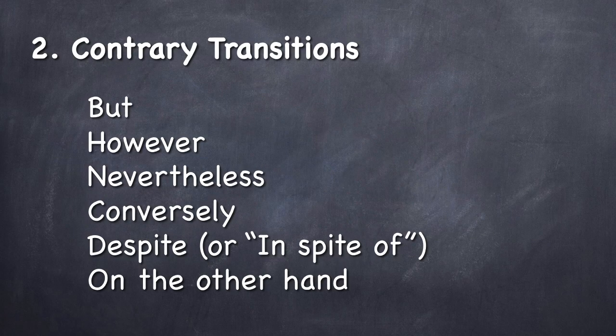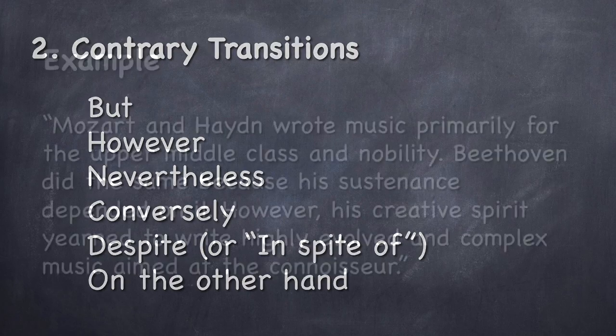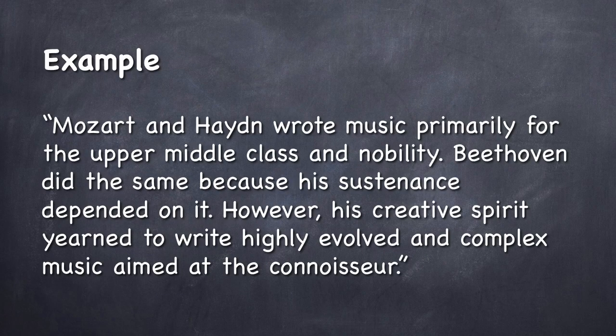Number 2, contrary transitions. But, however, nevertheless, conversely, despite or in spite of, on the other hand. Let's do an example. Mozart and Haydn wrote music primarily for the upper middle class and nobility. Beethoven did the same because his sustenance depended on it. However, his creative spirit yearned to write highly evolved and complex music aimed at the connoisseur.